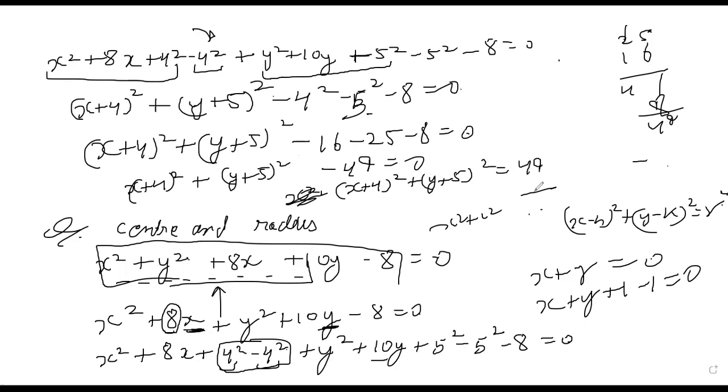Can we write 49 as 7 square? Yes. So now tell me the center and radius of this equation. The center is minus 4, minus 5. Yes, and the radius will be 7. Now have you understood the procedure for these kinds of questions? Yes. Now if I give you a question, can you do that? Yes. Okay, first note this and then I will give you the question.